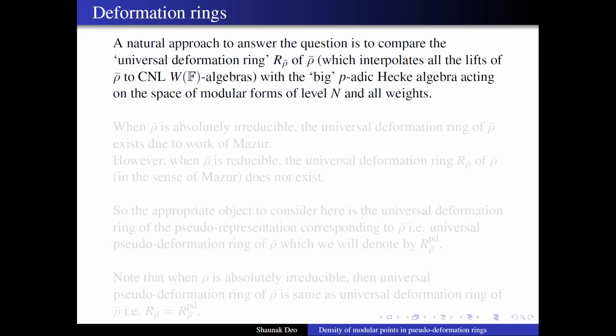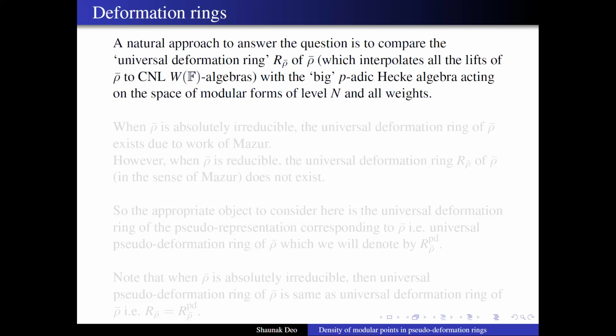If you want to know whether there is any relation between any lift of rho bar to a finite extension of W(F) and lifts of rho bar coming from modular forms, it is natural to compare these two objects, one which is parameterizing all the lifts and the other which is parameterizing lifts coming from modular forms. If you know some comparison, then you can conclude for sure that there is a relation. Or if they are not the same, then you can say, okay, there are some lifts which have nothing to do with modular forms in a sense. So this is a natural way to approach these questions.